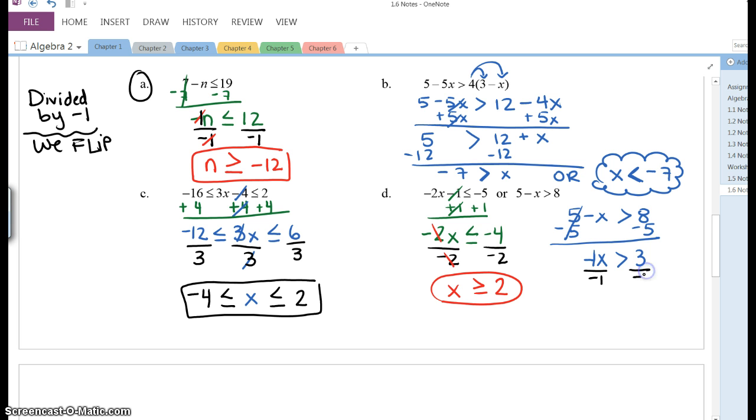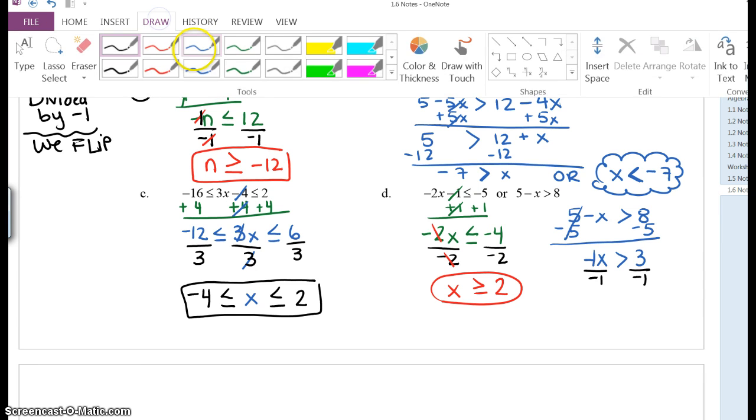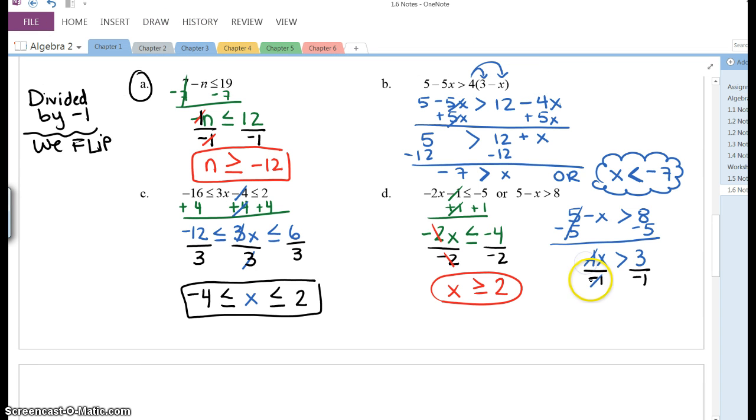I'm sorry, what was that? Divide by what? -1. So that means you need to be careful. We're going to have to flip that sign. We have x's. Flip the sign. Great job. 3 divided by -1 is -3, and here are the answers. Make sure to bring that word of or down as well.